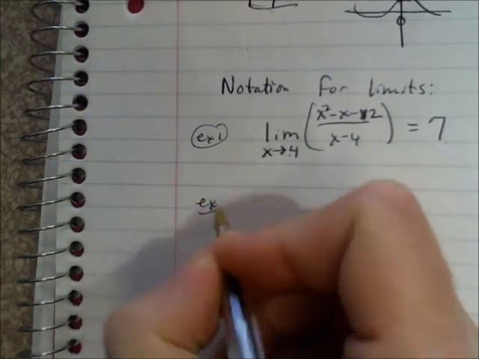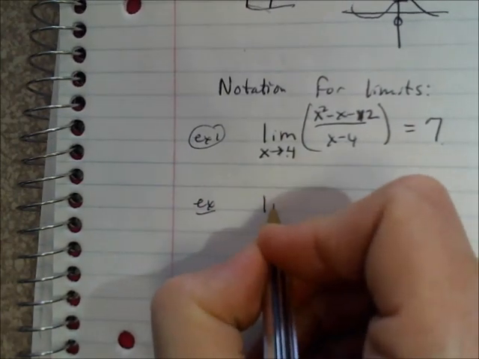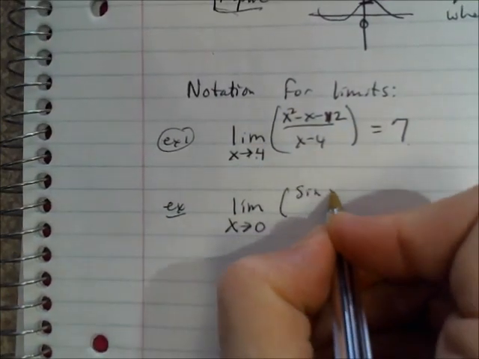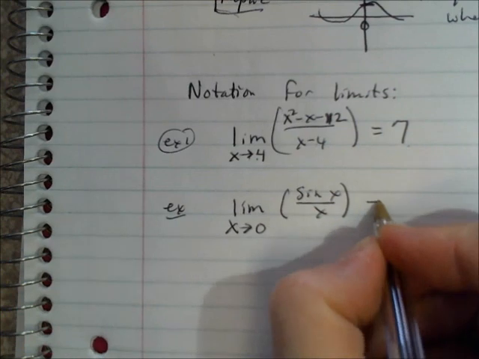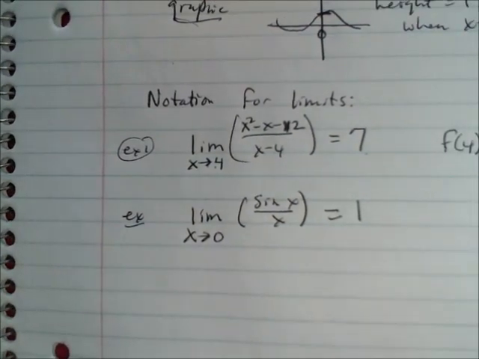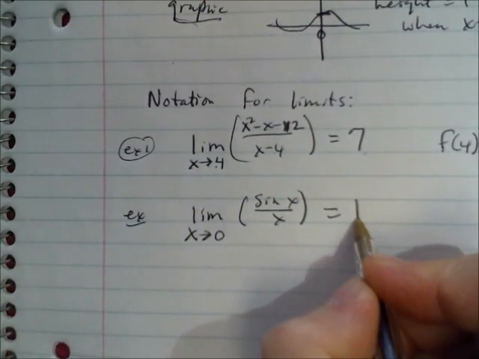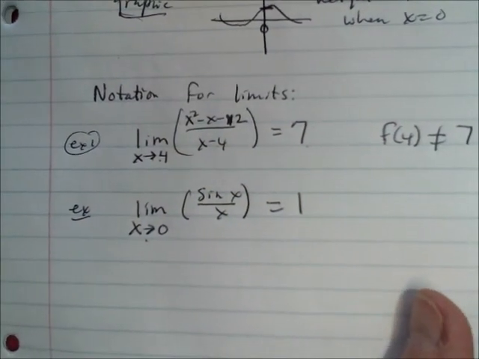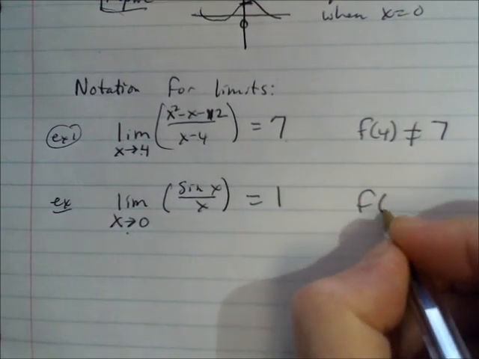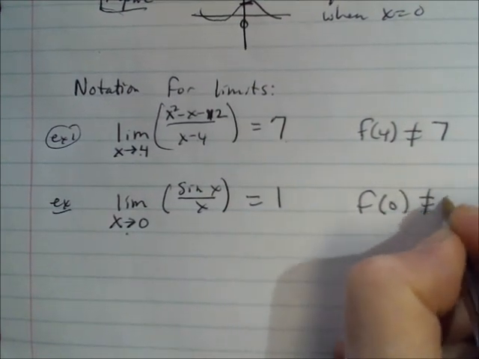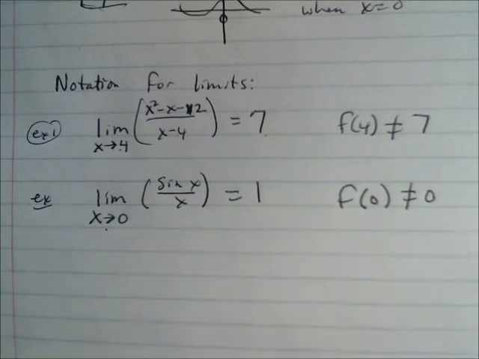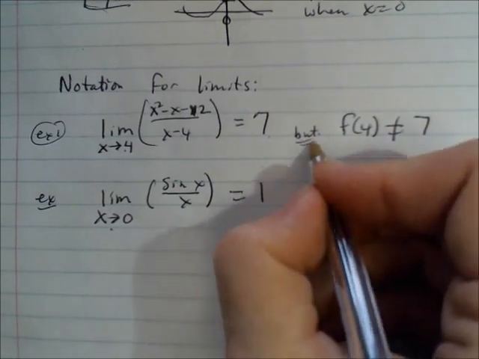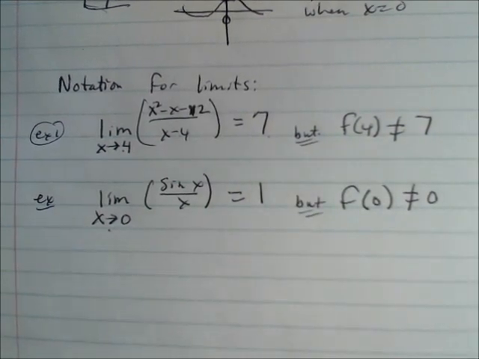And here's your second example: the limit as x approaches 0 of the sine of x all over x is equal to 1, because we saw numerically and graphically that the y value was getting closer and closer to 1 as x got closer and closer to 0. But you cannot say that f of 0 equals 1, because it doesn't. That's an undefined value. So I'll just put but here. And that's about it. That's your introduction to limits.